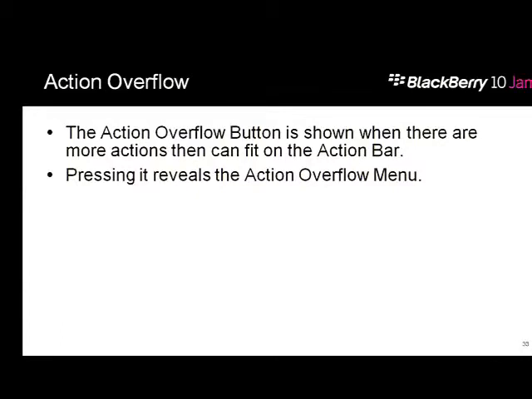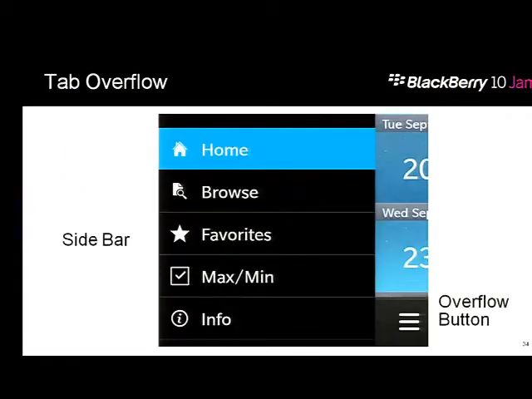So there's two different types of overflows. The first one I'll talk about is the action overflow. So if you have more actions than fit on the bar, you will see on the right-hand side, the last spot will be three vertical dots. And when you press that, this menu will come out from the right and show all the different actions that you can press. Okay? The next one is the tab overflow.